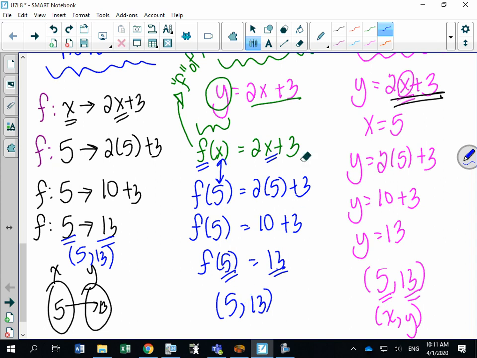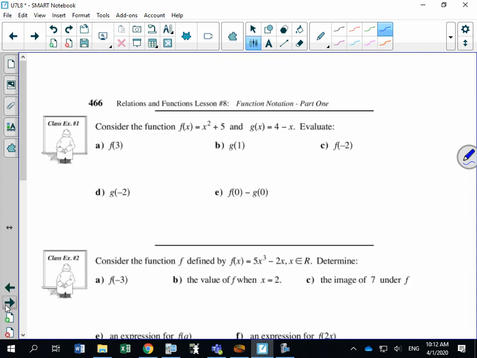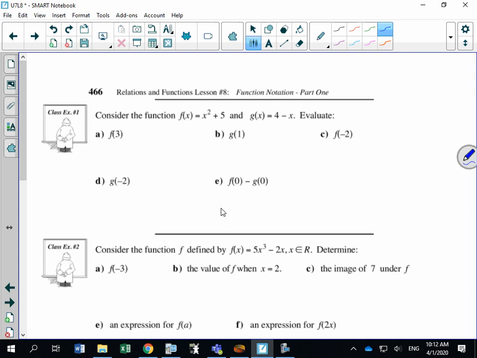And what this lesson is going to be on is, I'll start with equation notation for every question, but then I'll say, okay, how would this look in function notation? Because by the end of this lesson and by the end of your homework, I just want you to be very comfortable with function notation. So let's flip your page and let's do this first class example.